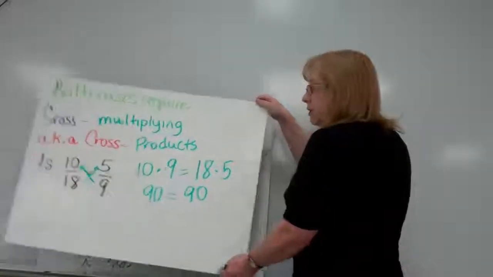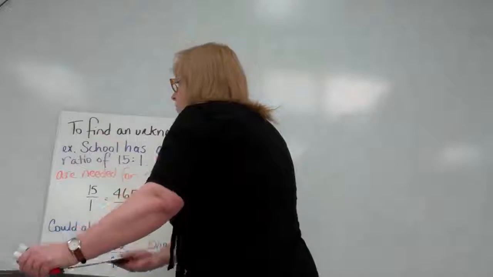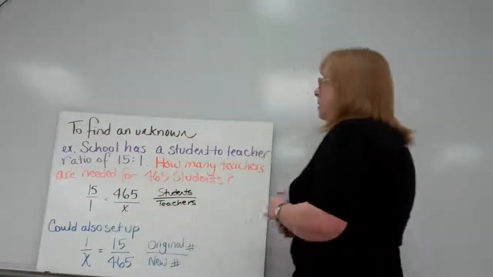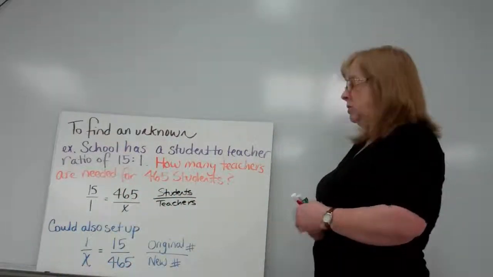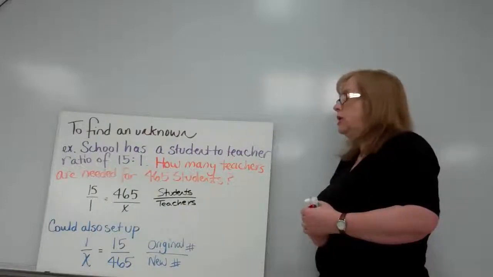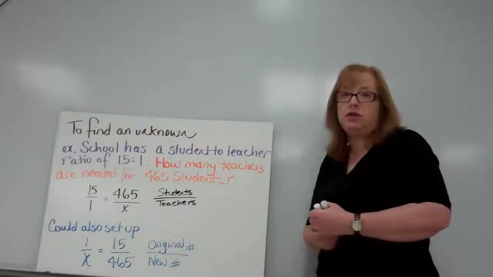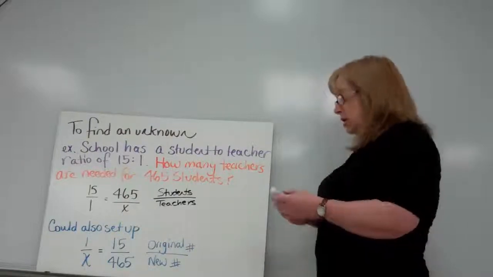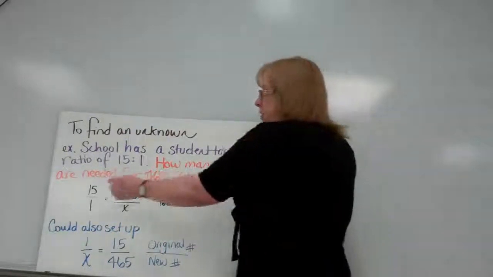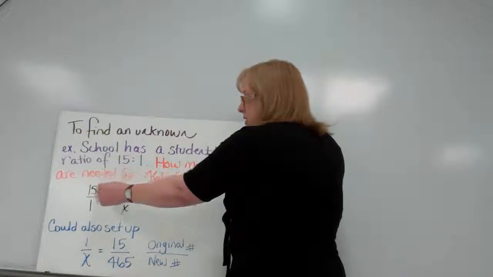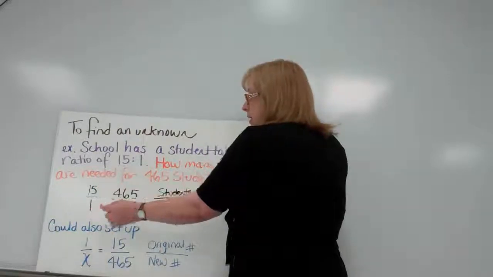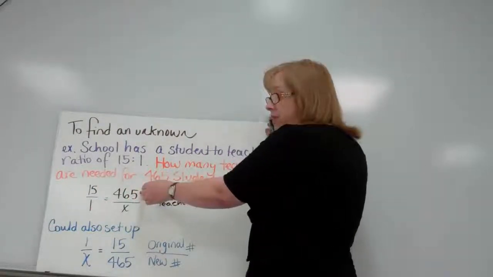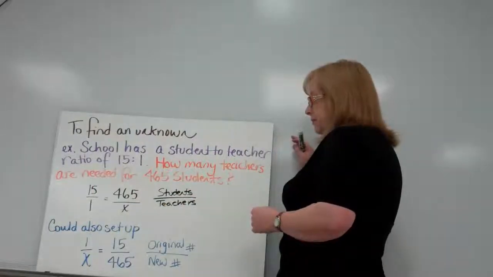So those were equivalent. So, to find an unknown, if a school has a student-to-teacher ratio of 15 to 1, how many teachers would we need for a school if it had 465 students in it? So we're going to set up our proportion. 15 students to 1 is the same as 465 students to how many teachers?